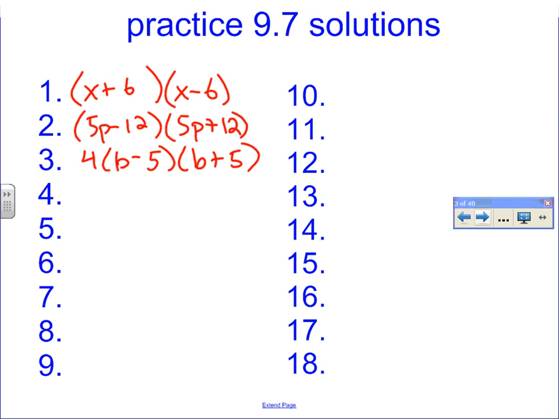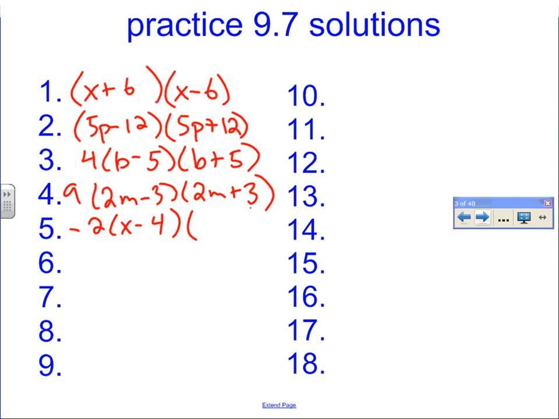Thank you. Okay, number 4, Maddie? Good. 9, 2m minus 3, and 2m plus 3. Number 5, Jared? What's the square root of 16? Okay, so minus 4 and plus 4. Madison, number 6. Okay, r minus 5s and r plus 5s. You make sure that s is there. This one's a little bit different because it has an s squared as the second term.